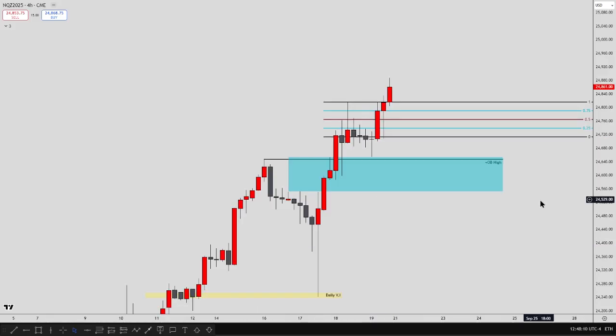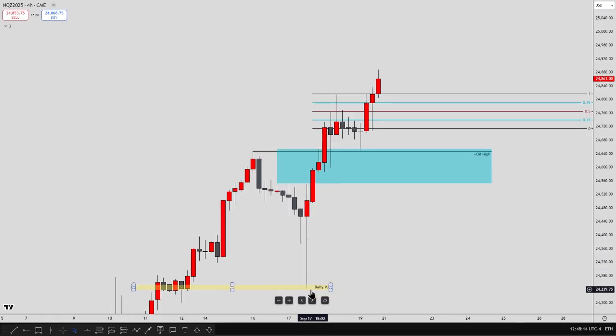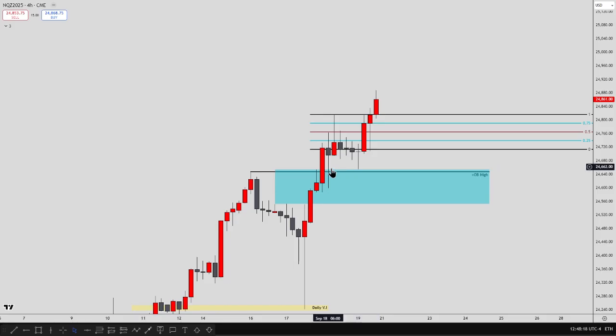Okay, now on the 4 hour, we've still got that daily volume balance. I do not want this to be returned to at all. In fact, I want to see us not even trade into this fair value gap. So this is the daily fair value gap. I want to stay above this and treat it as a breakaway gap.